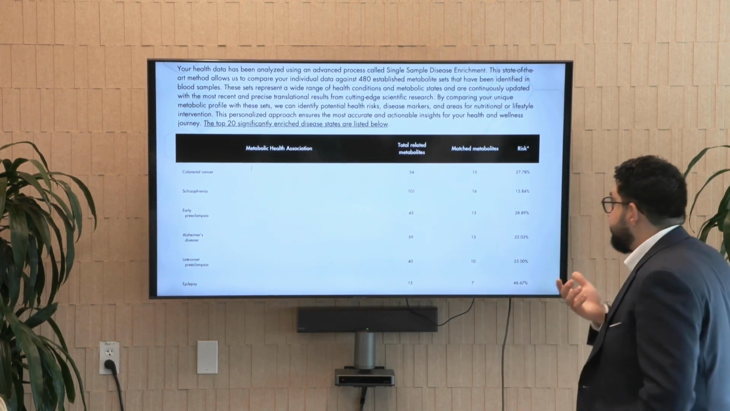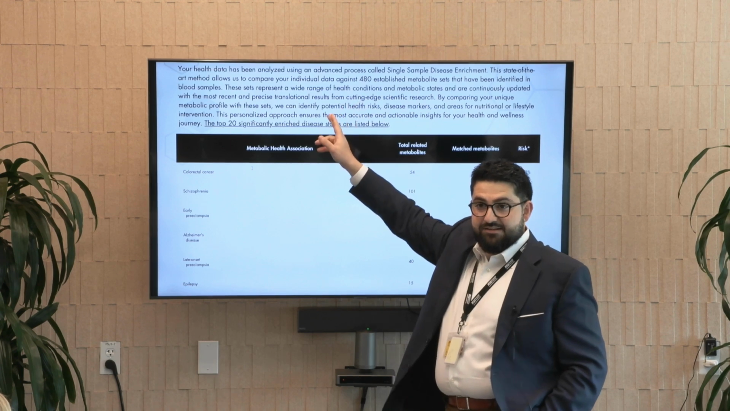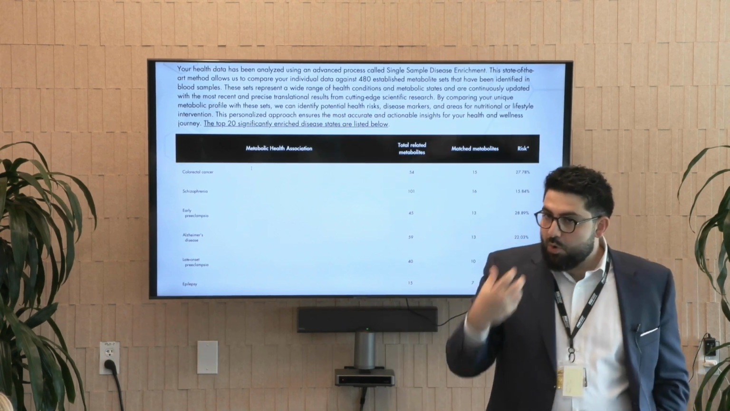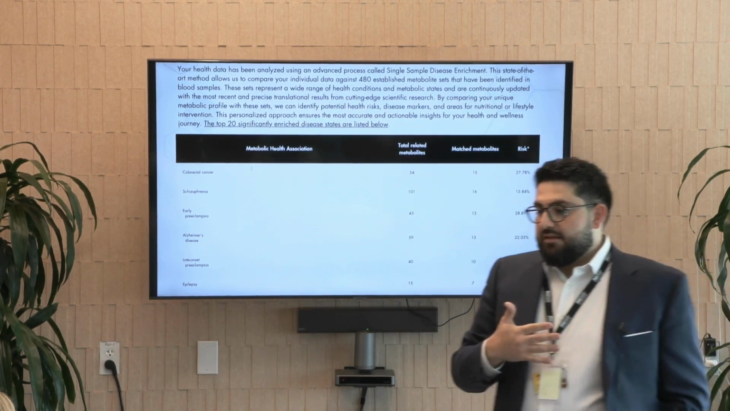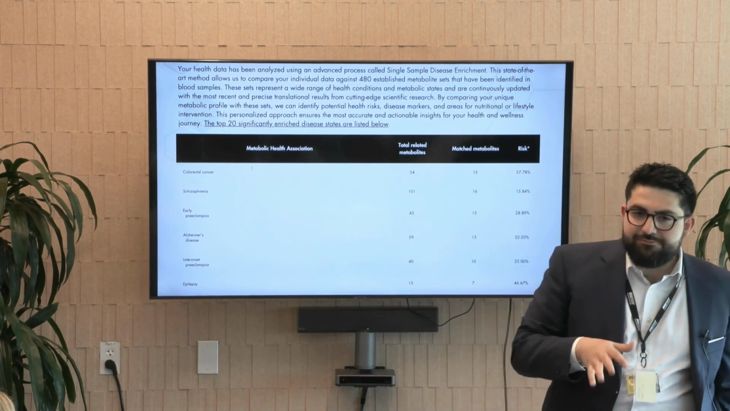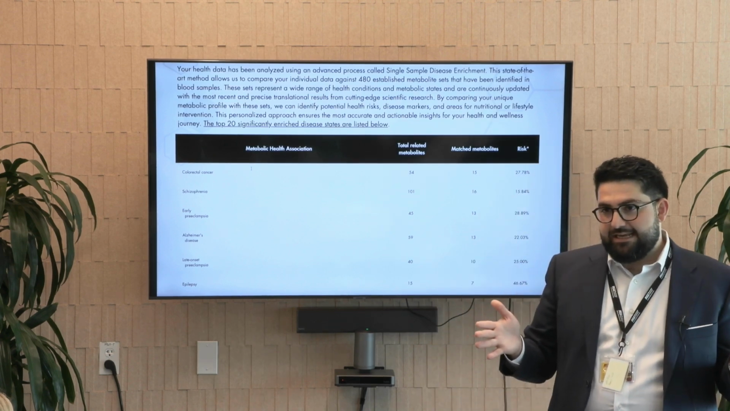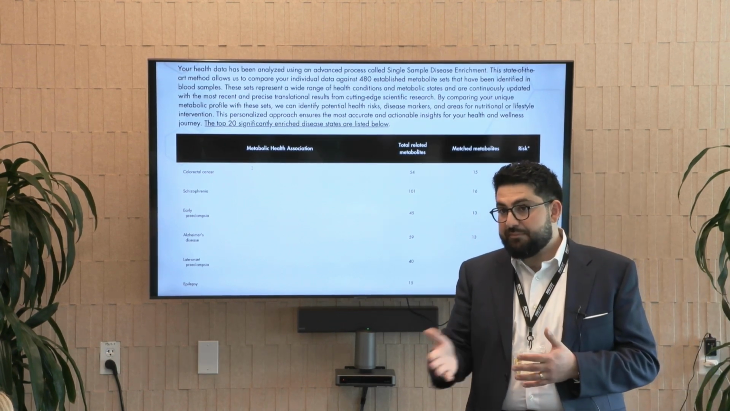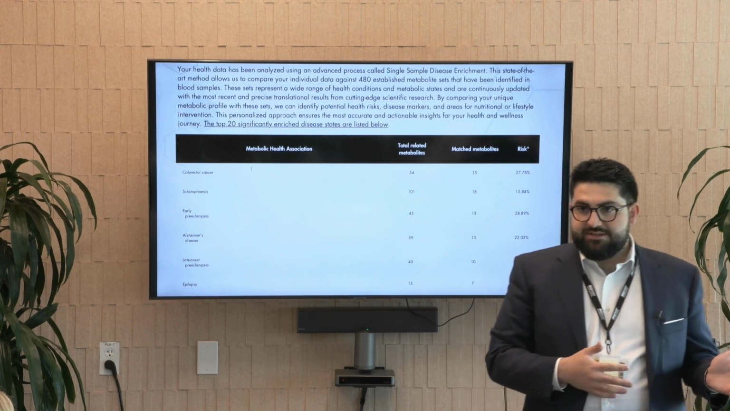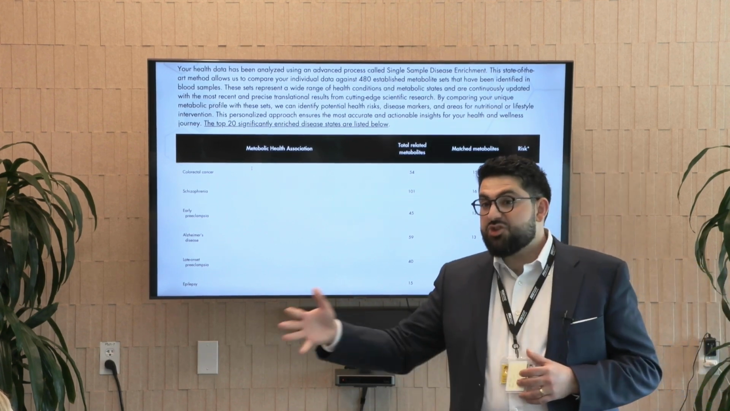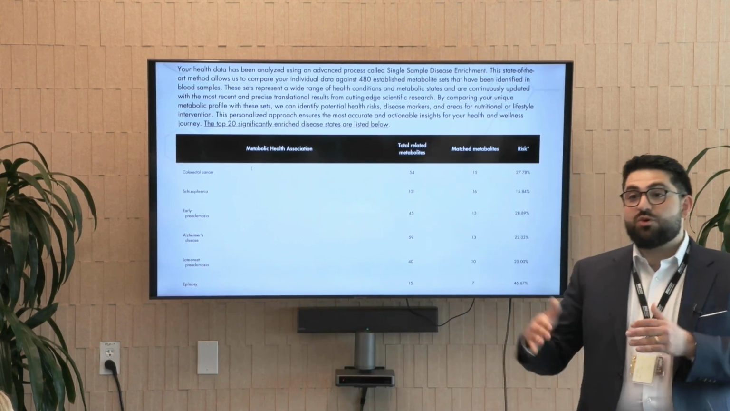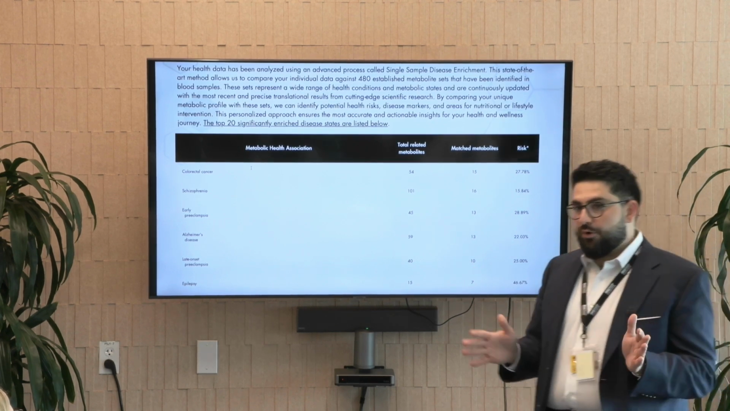So here's the thing. We profile 480 disease states. We report the top 20. You can tell roughly disease burden by just looking at what proportion of that 480 they are statistically significant for. Some people will be significant for a couple dozen. Some people will be significant for 120 of them. Some of them will be significant for 200 plus. We're only going to report the top 20.